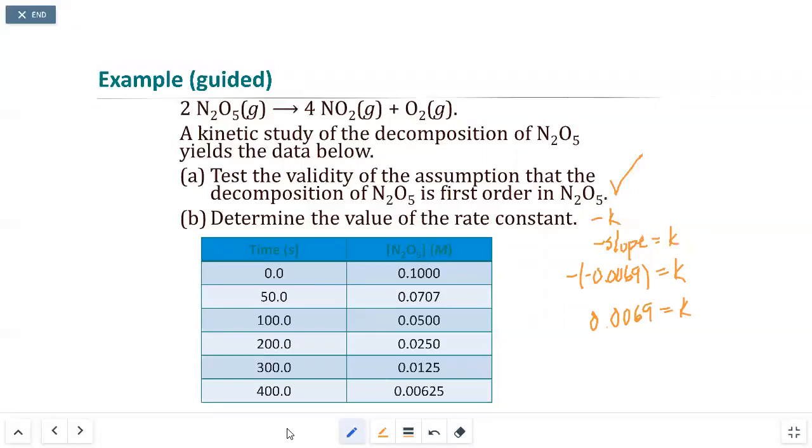Now, as far as units are concerned, since it is first order, remember, first order, we're taking molar per second and dividing it by molar in the first degree. So we would need to record this value as either reciprocal seconds, 1 over s, or seconds to the -1 power to give this the proper unit.